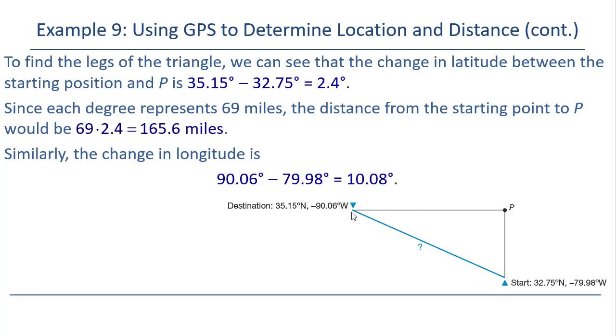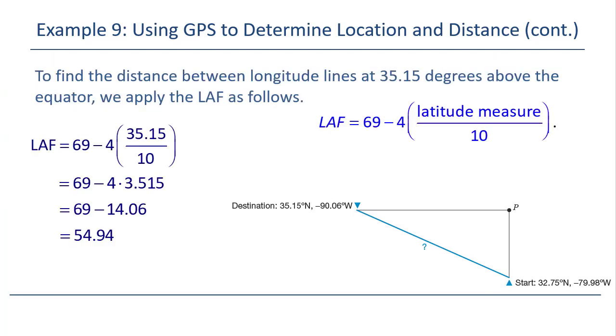So you can think of this leg of the triangle as being basically 10.08 degrees, this one being 165.6 miles. We can't convert this into miles yet. We got to use that fancy formula first. So we use our lovely formula. We plug in what we know, our latitude measurement, right? We're up here at a latitude of 35.15. We divide that by 10. We multiply it by 4. We subtract that from 69. And that tells us that each line of longitude is roughly 55 miles apart.